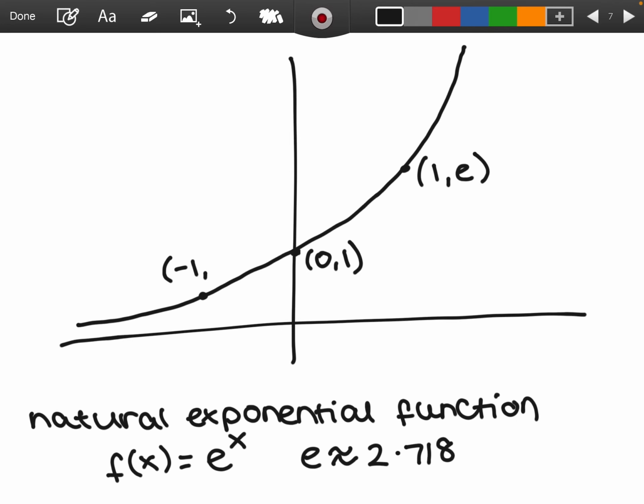It goes through the points (0, 1) and (1, e), because if I take x equal to 1 here, I get e to the power 1, which is just e. And then when I take x to be negative 1, it would be e to the negative 1, which is just 1 over e. So they are the points that this graph goes through.